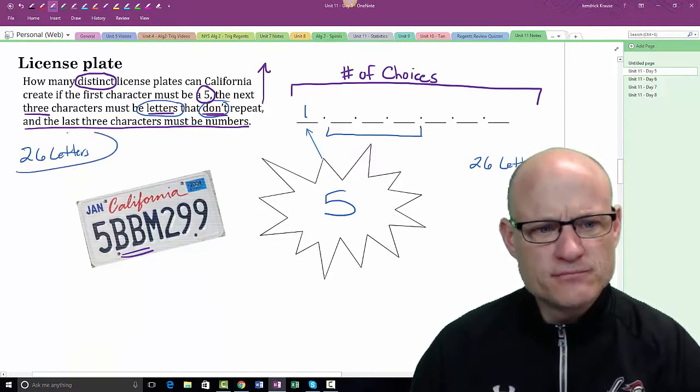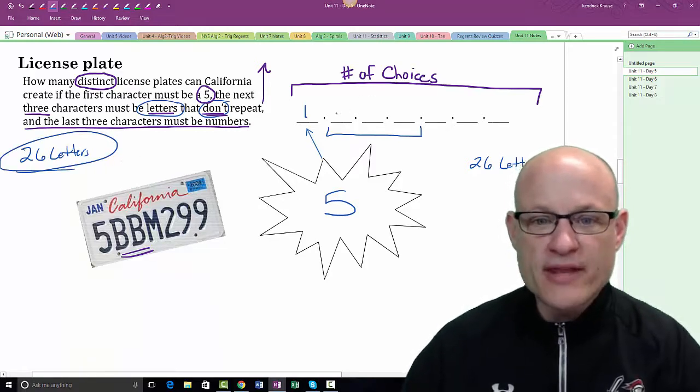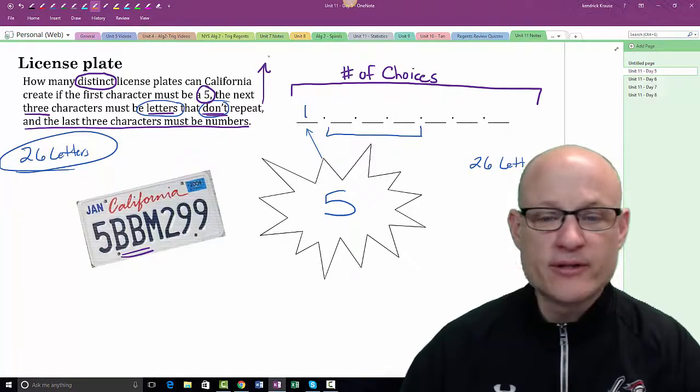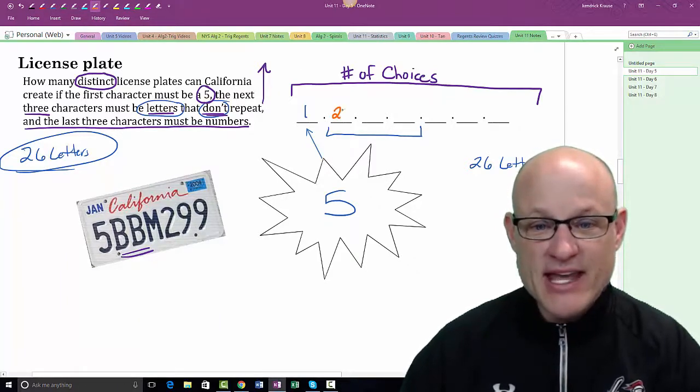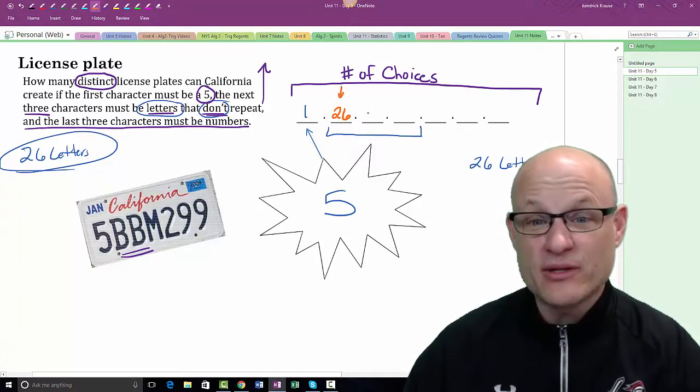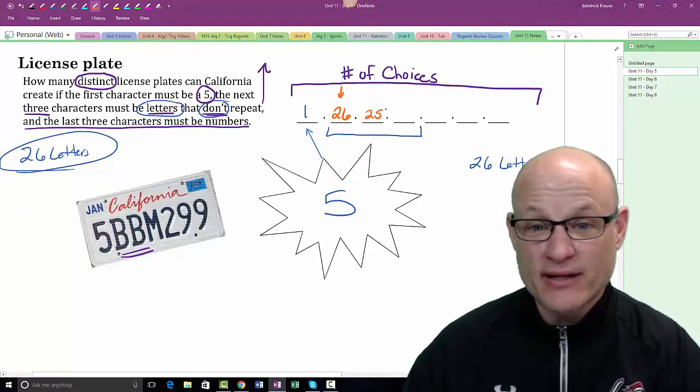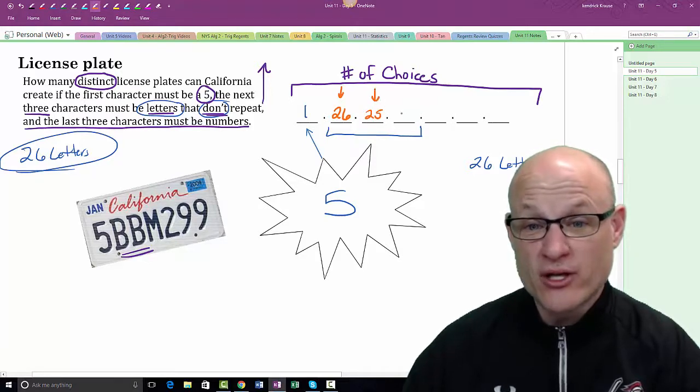Yeah, 26 letters. So in this first spot, I will put a 26. But since they can't repeat, and I had to put a letter there, that means 25 letters for this spot. Now I've used up 2 letters. Now I've only got 24 left for this spot.